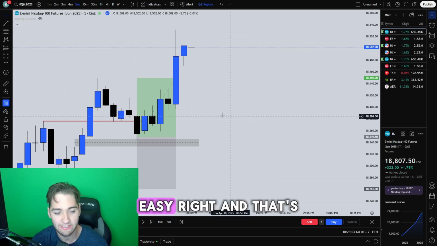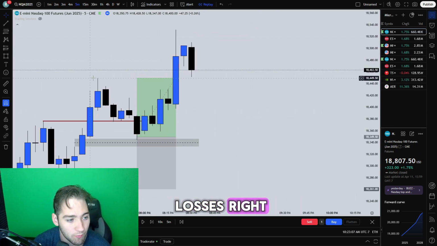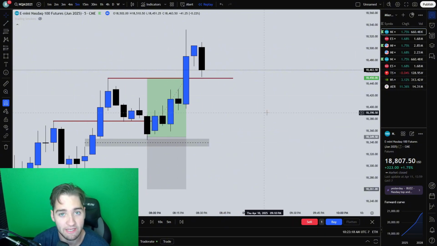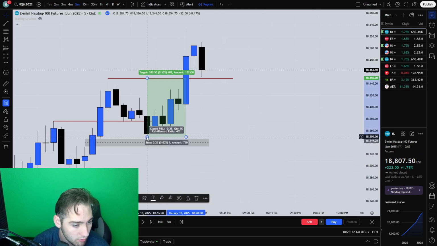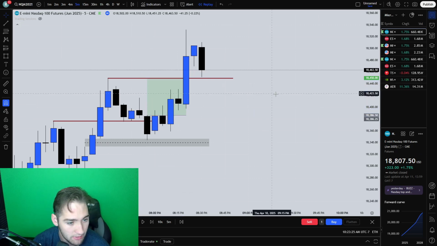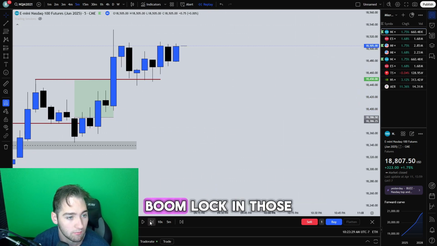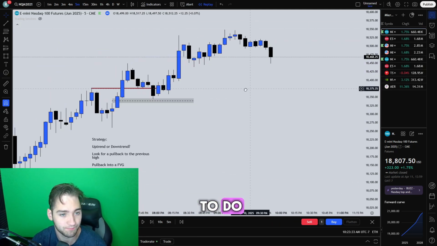Boom. Easy, right? And that's when you could instantly trail your stop losses, once it hits this high. So say it hits, you take your partial, you take half of your position off here. Then we could do stops up here. Just let price do its thing. Boom. Lock in those profits, right? That's what you want to do.